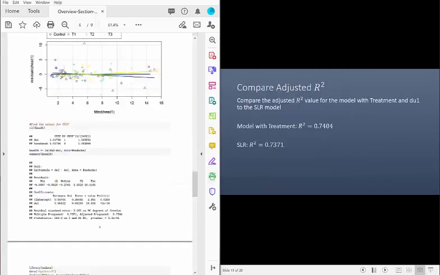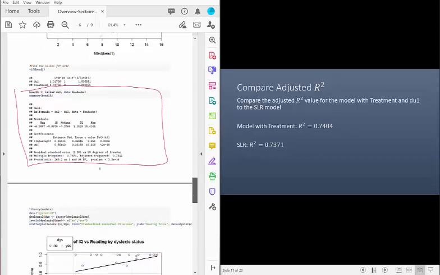If we compare the adjusted R-squared value for the model with treatment and DU1 to the simple linear regression model given here, we can see that the adjusted R-squared is larger for the model with treatment than for the simple linear regression model. It appears that treatment is a useful variable in this model.